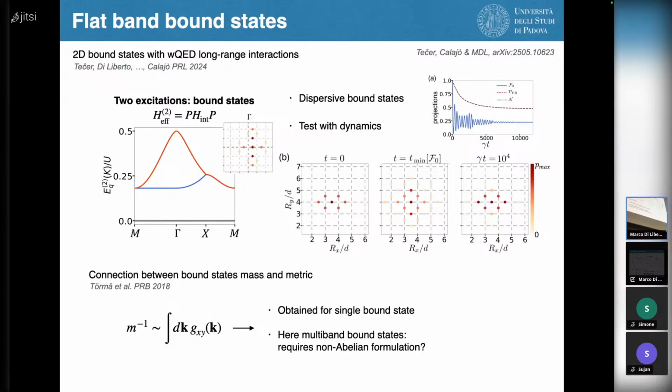If you have a Cooper pair or generally a bound state at low energy, the size of the mass can be explained by the quantum metric. However, this result was obtained only for a single bound state, isolated band. But here we have two of them. So the finding that I think is interesting is that this result for this Lieb lattice in waveguide QED requires a non-abelian, multiband formulation, that extends or identifies why there is such a structure in terms of the quantum metric, assuming that it's the only ingredient. Maybe there are more ingredients there.